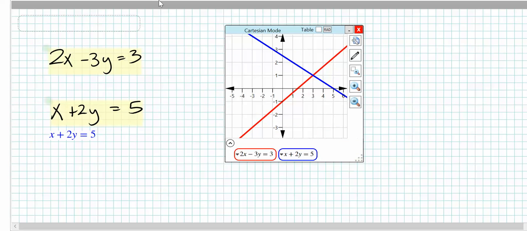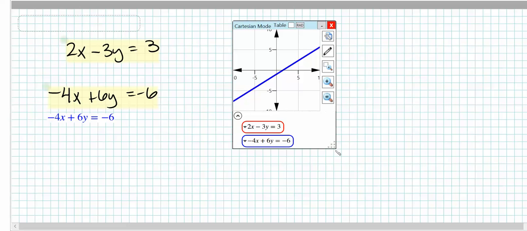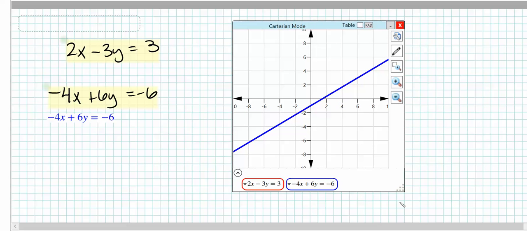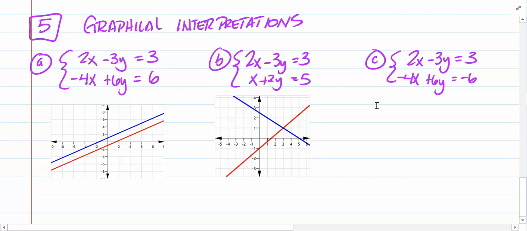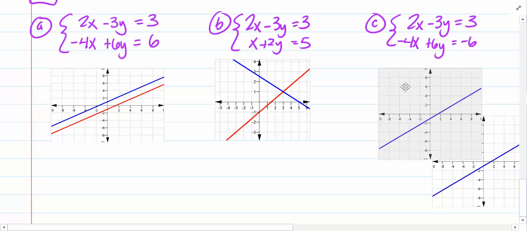Okay, and then girls, up front here, what did you see when you graphed this system? Yeah, so look, check this out. This looks like only one line, but in fact there are two graphs. So what do you think this means? They have the same line. They're the same. What do you mean? Yeah, they are the same line, the same values.